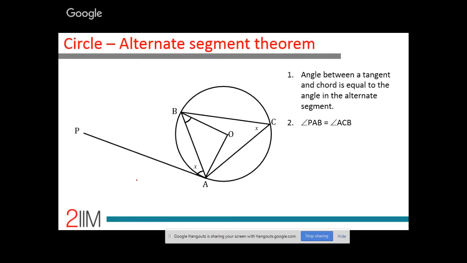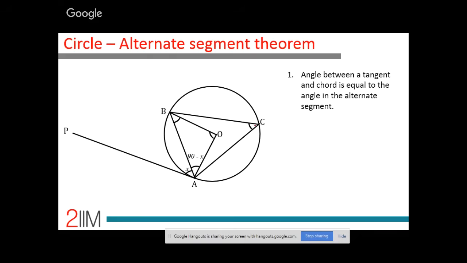One more theorem on tangents. It's called the alternate segment theorem. Angle made between tangent and chord is equal to angle made by the chord in the other segment. So if you look at the chord AB, then on tangent AP, this angle here is equal to the angle made by this chord in the other segment, this point X. So angle BAP, if it were X, then angle BCA would also be X. Angle between tangent and chord is equal to angle made by the chord in the other segment. Because it's saying other segment, it's called alternate segment theorem.